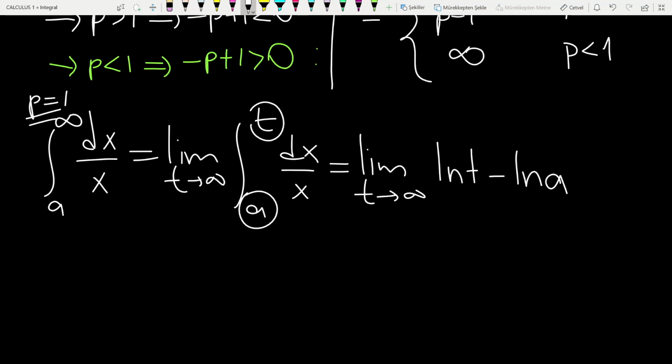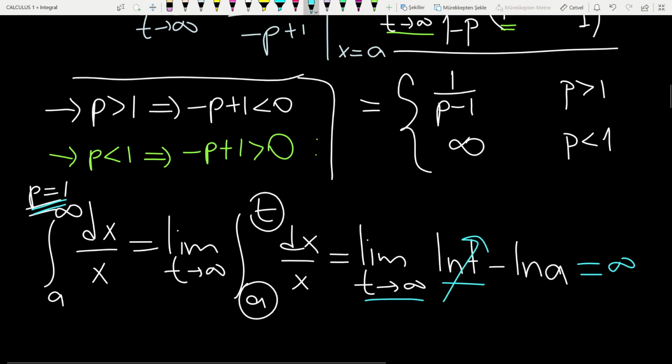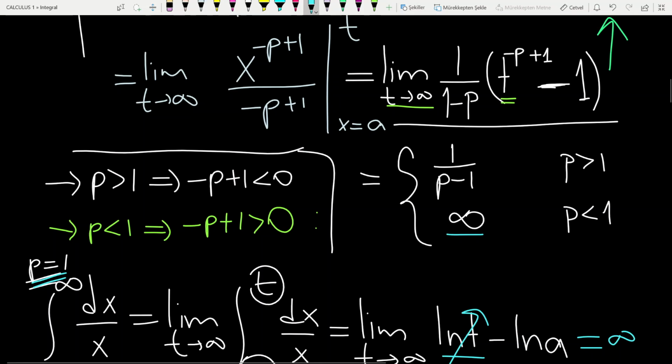And we know the graph of the ln function: when t approaches infinity, ln t goes to infinity also. So the result of this integral is infinity. This is why when p is equal to 1, the given improper integral is also divergent. So you can put an equality sign here. So this problem is done.